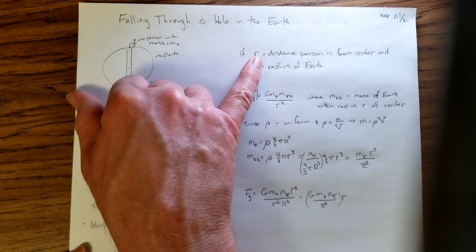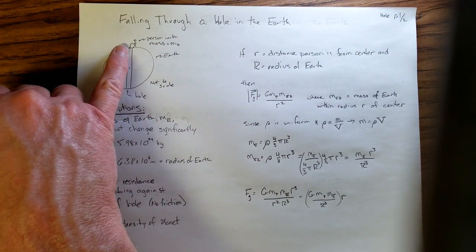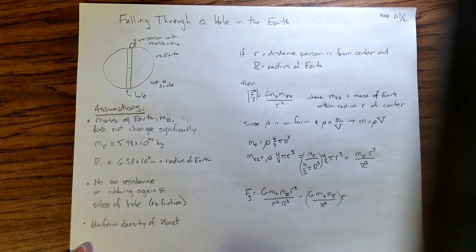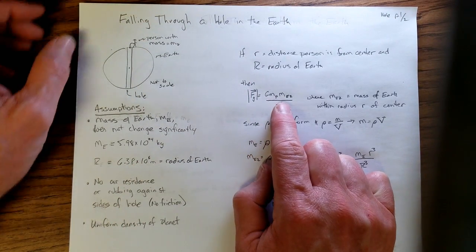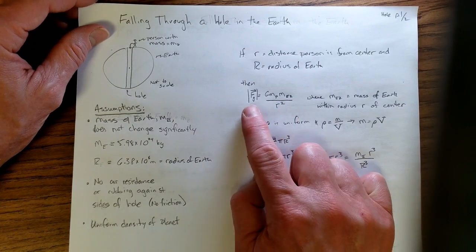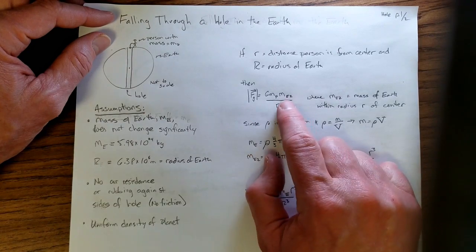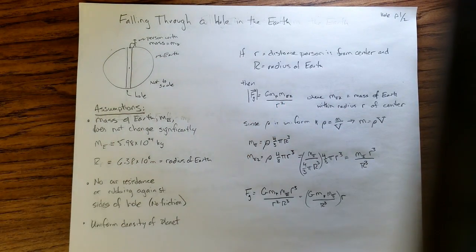If little r is the distance the person is from the center of the earth, so in other words, at the beginning, little r is equal to the radius of the earth, or big R, then the force of gravity is equal to G times the mass of the person times the mass of the earth 2 over r squared. So just the classic force of gravity formula. Mass of the earth 2 is just the mass of the subset of the overall mass.